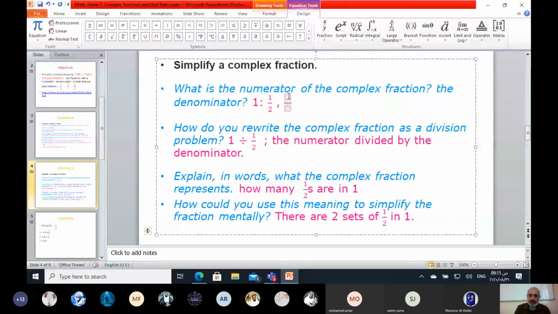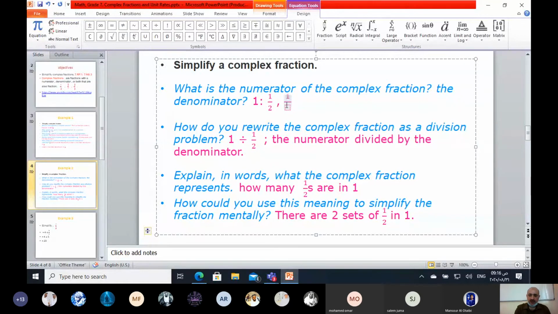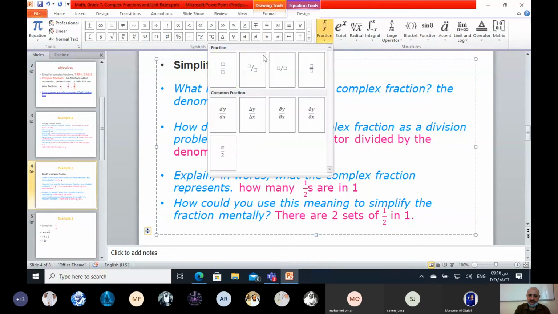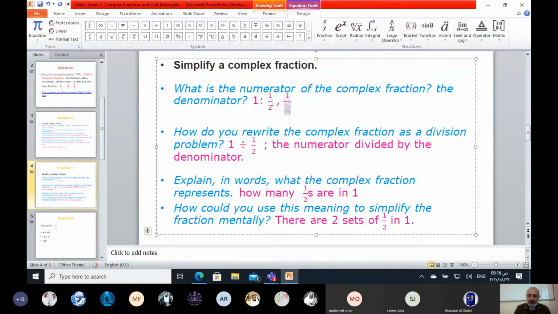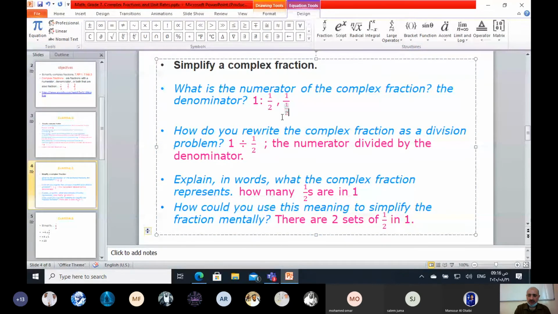Here up, in the numerator we have 1. So write here 1. And down here we have a fraction, 1 over 2. So this is a complex fraction. Why? Because in the denominator we have a fraction. So, how do you rewrite the complex fraction as a division problem? How to change from a fraction or ratio to division?